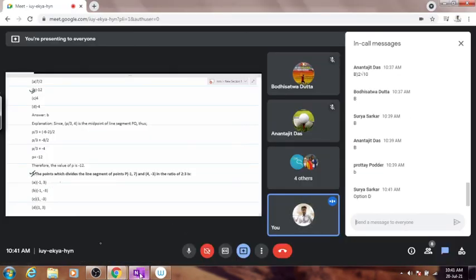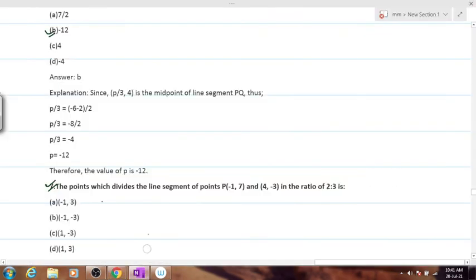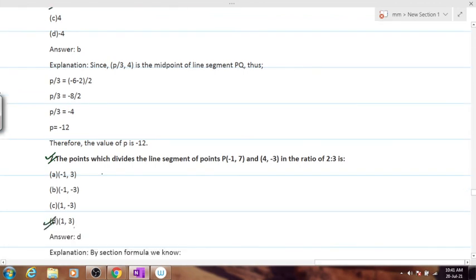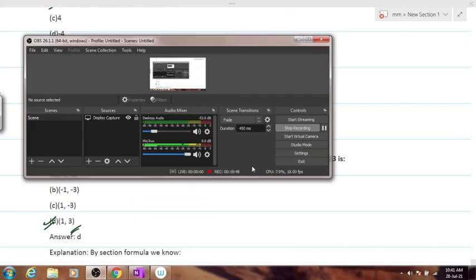Option B. Option D. Surya has answered option D. is the correct one. Very good, Surya. Now that will be the wrapping up for today's class.